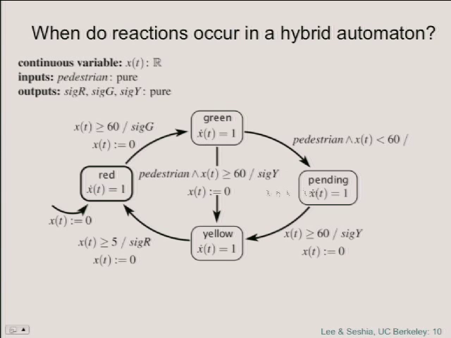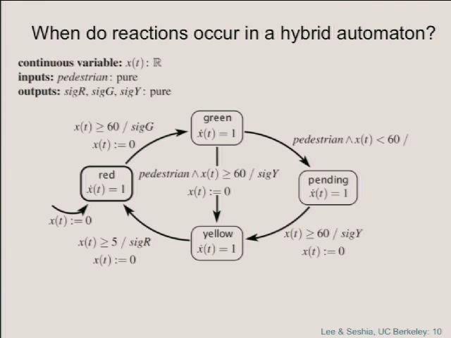Yeah, I mean, you could create a variant of this that had another transition out of the green state that was enabled in the absence of pedestrian. But you have to be a little careful, right? Because pedestrian is a pure input. So how often is it absent? Most of the time, right?